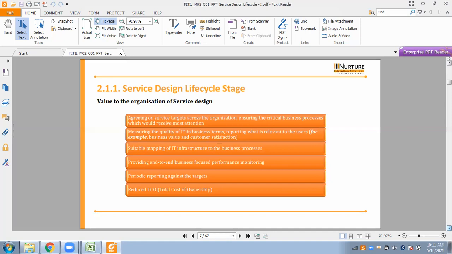Next, we come to the value to the organization of service design. Agreeing on service targets across the organization, ensuring the critical business processes receive the most attention, measuring the quality of IT in business terms, reporting what is relevant to the users, for example business value and customer satisfaction, suitable mapping of IT infrastructure to the business processes, providing end-to-end business-focused performance monitoring, periodic reporting against the targets, and reduced total cost of ownership.